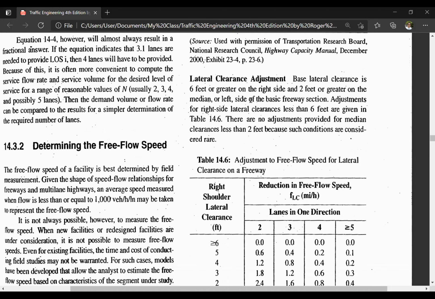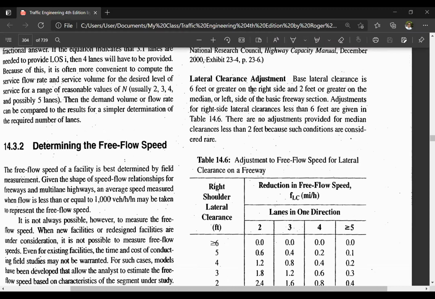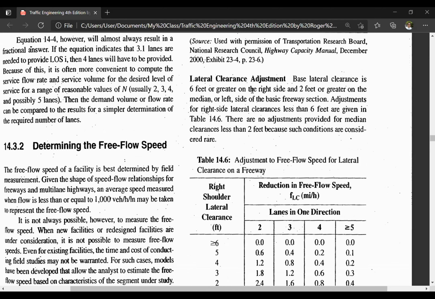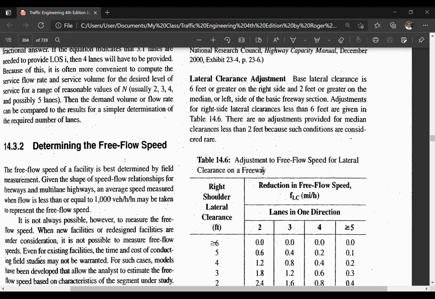This one is the lateral clearance adjustment. The best lateral clearance is 6 feet or greater on the right side and 2 feet on the median. Adjustments for right side lateral clearance less than 6 feet are given in this table. There is no adjustment provided for median clearance less than 2 feet.